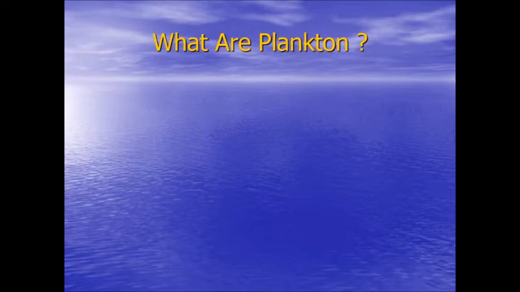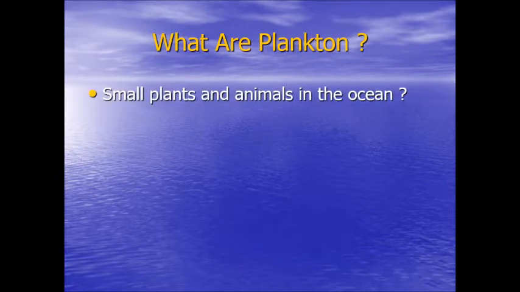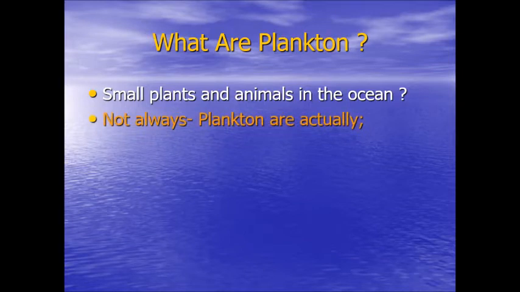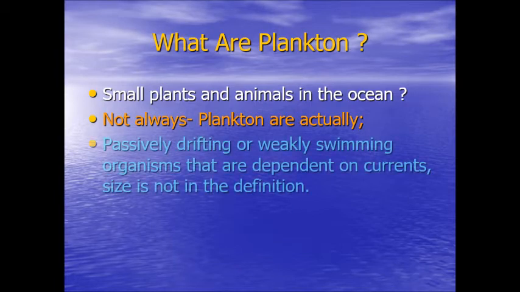What are plankton? Are they small plants and animals in the ocean? Well, certainly some of them are small animals and plants in the ocean, but that's not always the definition of plankton. Plankton are actually passively drifting or weakly swimming organisms that are dependent on currents. Size is not really in the definition.